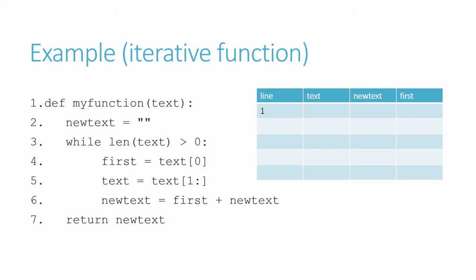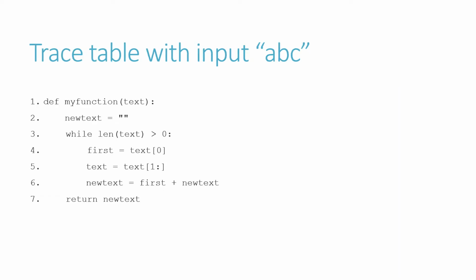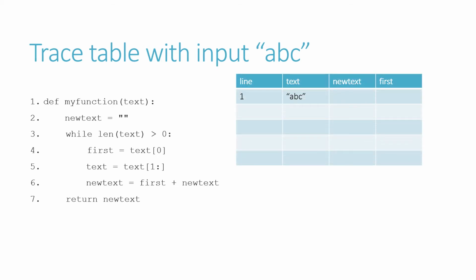So your table should be starting to look something like this. We begin obviously at line 1, and there are 3 variables: text, which is the parameter coming into the function, and 2 local variables called new text and first. So I'm going to start filling those values in. Let's try filling the values in if the parameter that is sent to the function is the text string ABC. So let's start to build that trace table. At line 1, the parameter text has the value ABC.